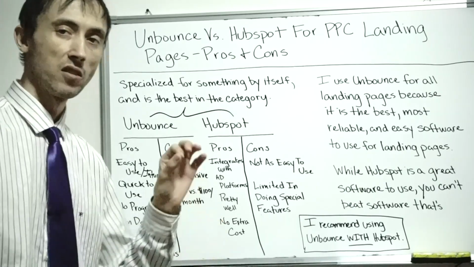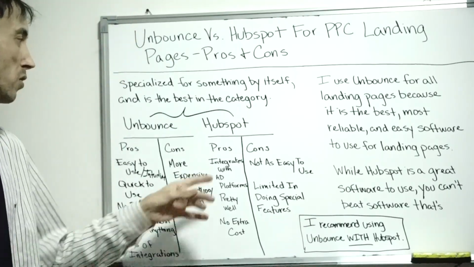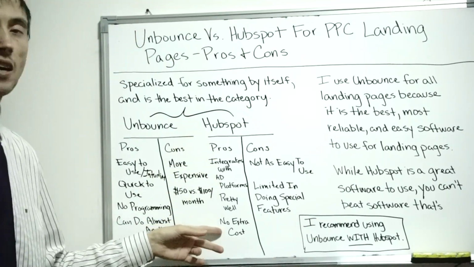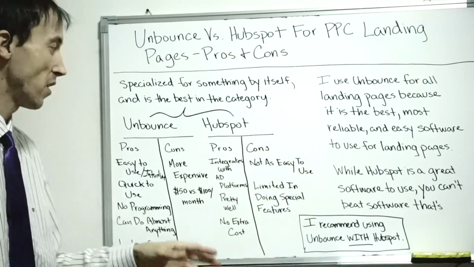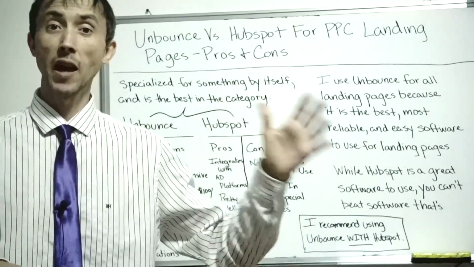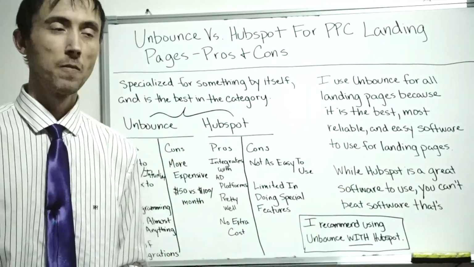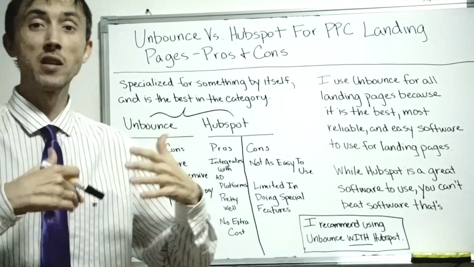Anyway, no extra cost is the other main thing here. So if you do the landing pages on HubSpot, you don't have to pay for this outside software, i.e. Unbounce, to do landing pages. You still have to pay something, but it's not $100 a month. So that's the main benefit and reason why.